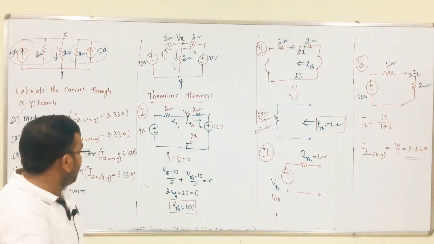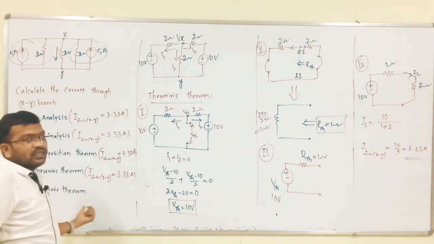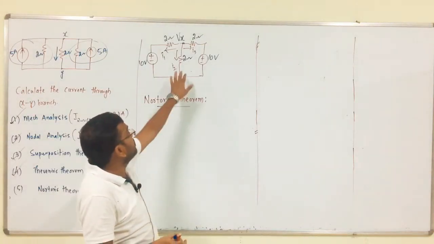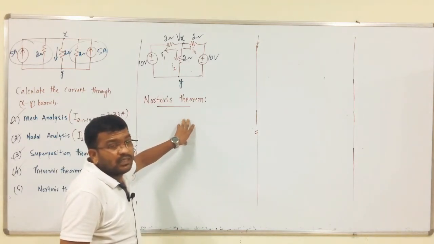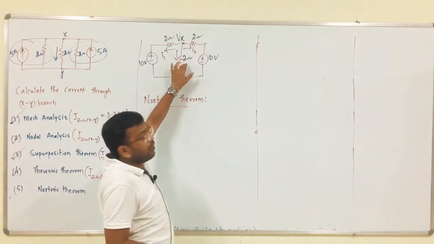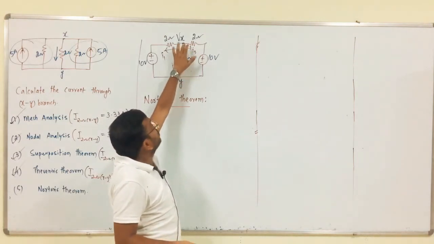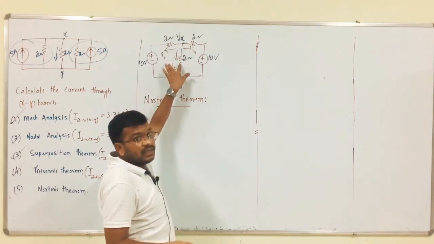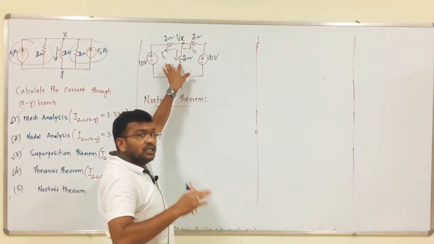Next, we will prove that value of current by using Norton's theorem. Now, we are calculating the current through this branch by using Norton's theorem. So, what is the procedure to get the value of current? Simply we have to remove this load and short circuit these two terminals and calculate the current through that branch. That current is nothing but Norton's current or short circuit current.